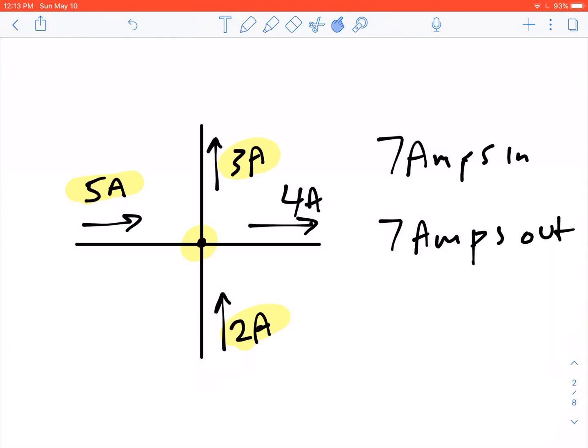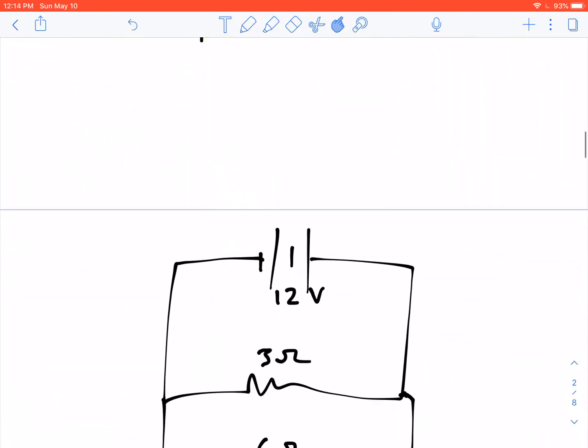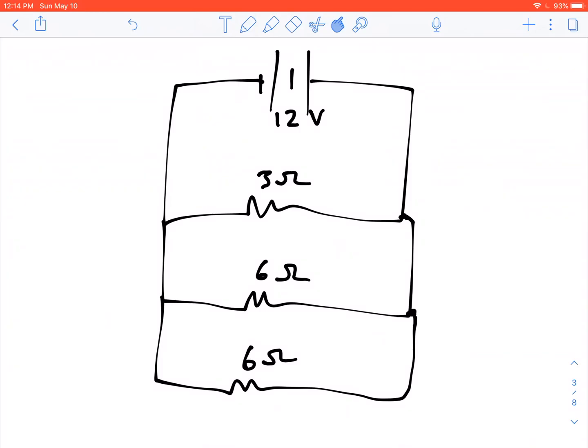All right, this is going to help us to analyze a parallel circuit. Here's an example of a parallel circuit. We have a 12-volt battery up here. We have 1, 2, 3 resistors that are all in parallel. If you look at these situations closely, you'll notice that each of these resistors is in its own separate path around in a loop here.